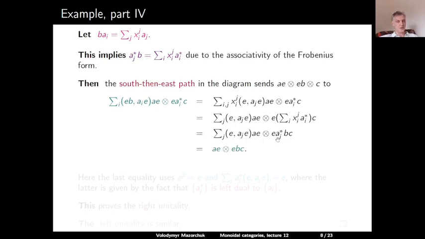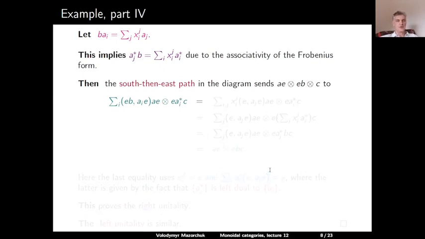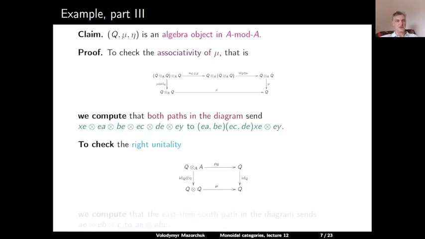So now we sum over j on the right-hand side again, and when we sum over j, a_j star times the form at e, a_j, e, this sum is equal to e, because this is just the sum over all bases, and then the coefficients are exactly the coefficients of e. And then we use that e squared is equal to e, and we get the outcome. So this is quite a non-trivial computation, but it gives the right answer. So this proves the right unitality, and the left unitality is similar. And altogether, this completes the whole proof. So our bimodule Q with our multiplication mu and our unit map eta is indeed an algebra object in A-mod-A. Please note that the whole thing is very significantly based on the properties of the Frobenius form.